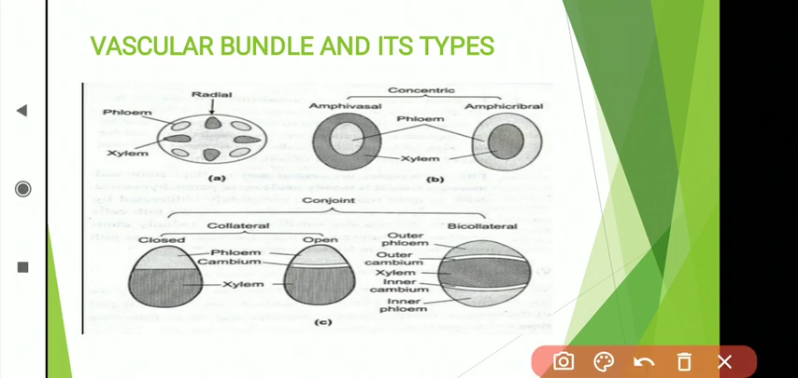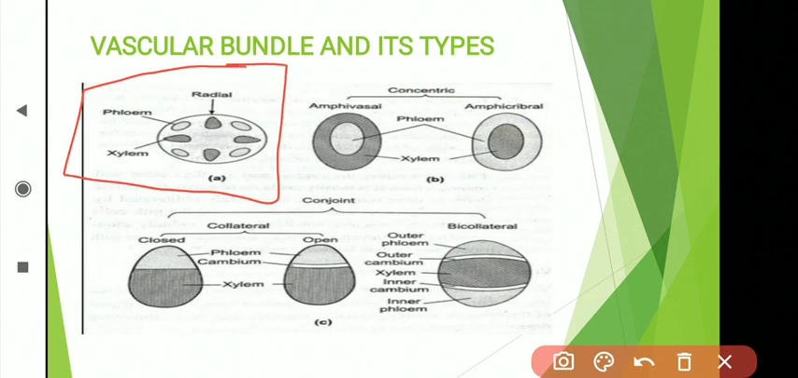Now look here, this is the radial type of vascular bundle. Here each vascular bundle consists of only xylem or only phloem. They lie on alternate radii. Such vascular bundles are present in roots only. In a radial vascular bundle, metaxylem is directed towards the center and protoxylem towards the periphery of the cross section.